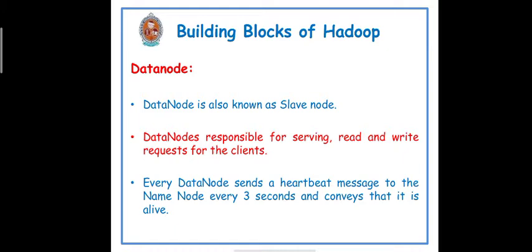Every data node sends a heartbeat message to the name node every 3 seconds and conveys that it is alive. In the scenario when the name node does not receive a heartbeat from a data node for 10 minutes, the name node considers that particular data node as dead and starts the process of block replication on some other data node.